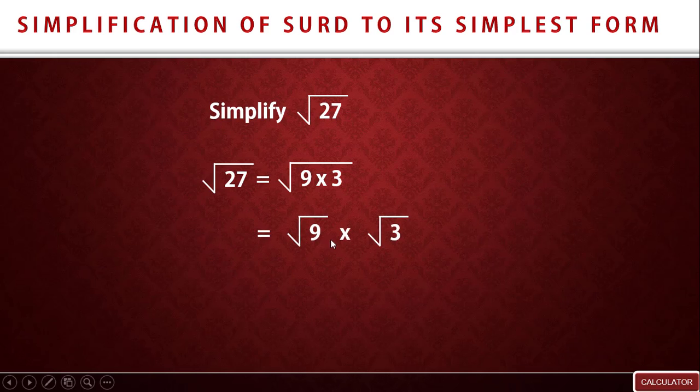So what will be the square root of 9? Square root of 9 will give 3. So we have 3 times square root of 3. So our answer will now be 3 square root of 3, or you say 3 root 3. Final answer.